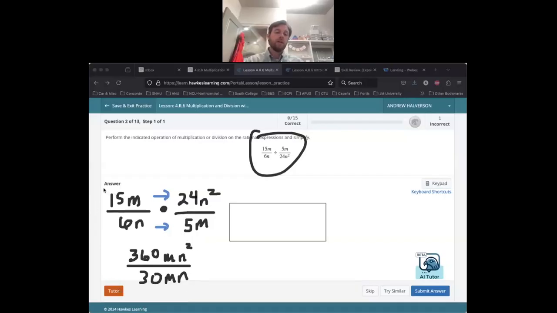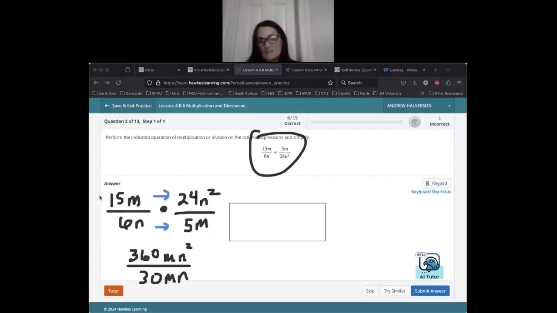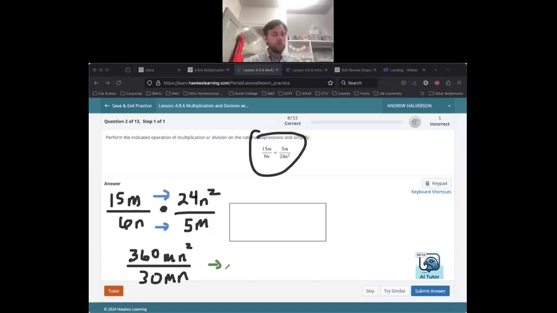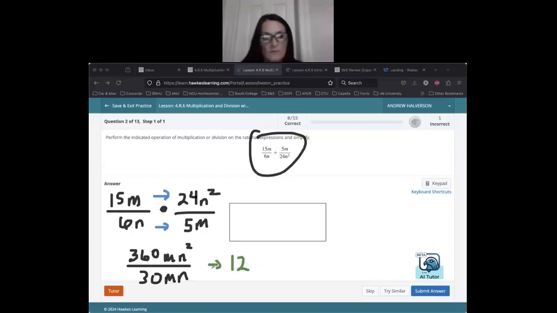Would it be 12n to the second power? Close. Or would it be to the third power? It is 12. That's the only thing. What happens to the m's? They cancel. M's cancel. Good. What about the n's? Well, usually you would subtract, but we only have an exponent on one n. So n squared, then plus n.